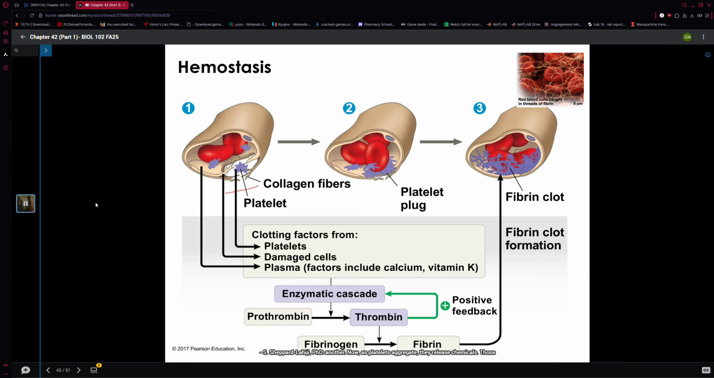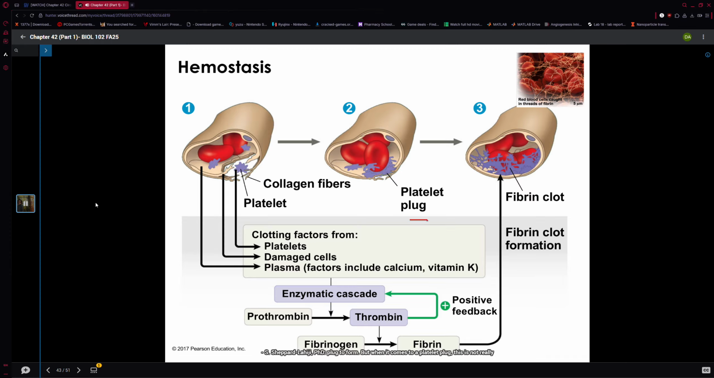Now, as platelets aggregate, they release chemicals. Those chemicals help to induce aggregation of more platelets and so on and so forth. So this would be an example of a positive feedback mechanism that allows for the buildup of platelet aggregates that allows for the platelet plug to form.